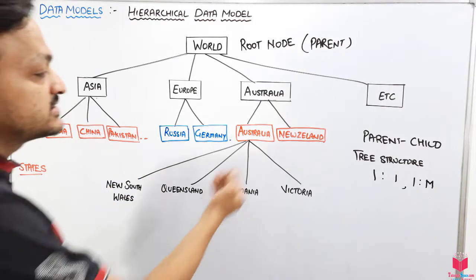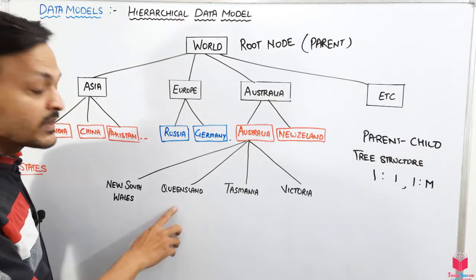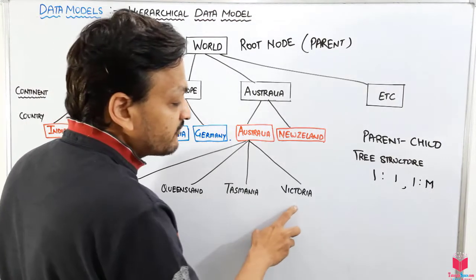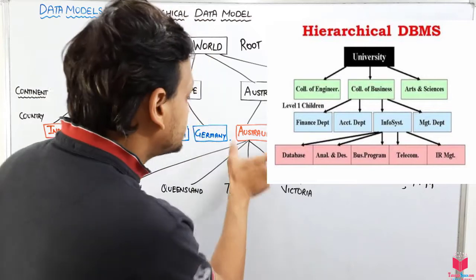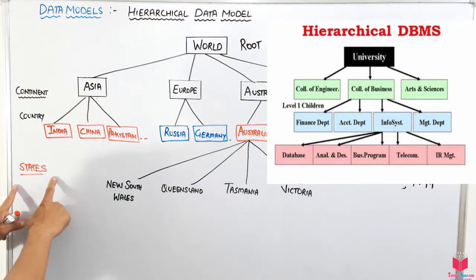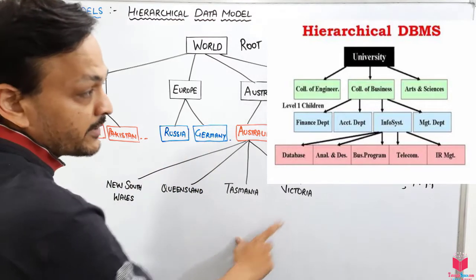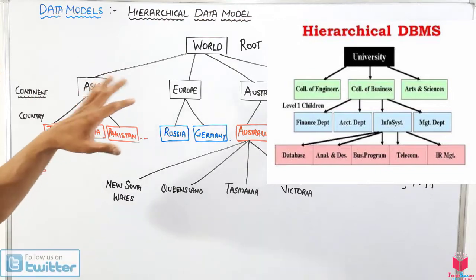let's take an example for the Australia country. We have New South Wales, Queensland, Tasmania, Victoria and many more. Okay guys. So this is the parent and these are their children on the basis of the link. This country has states: New South Wales, Queensland, Tasmania and Victoria. So in this way we maintain the data.